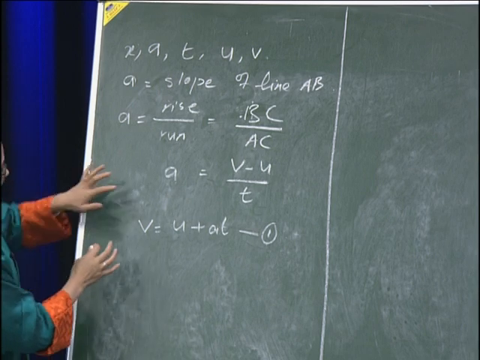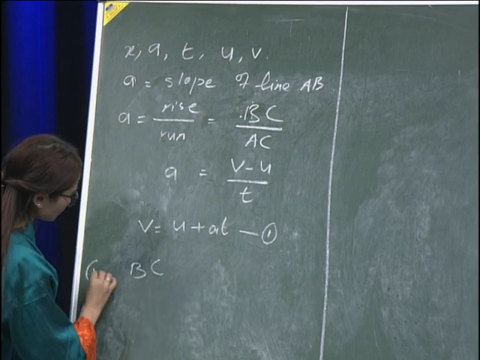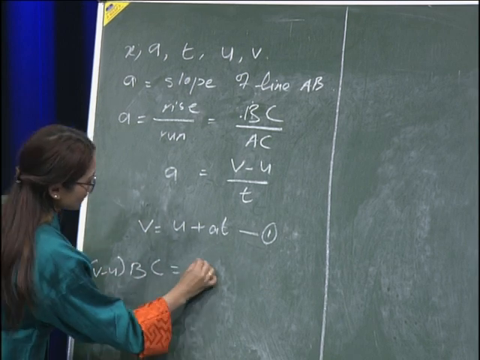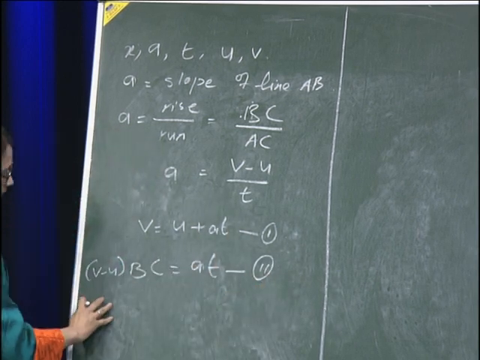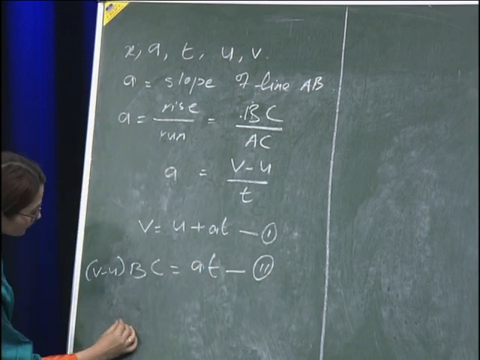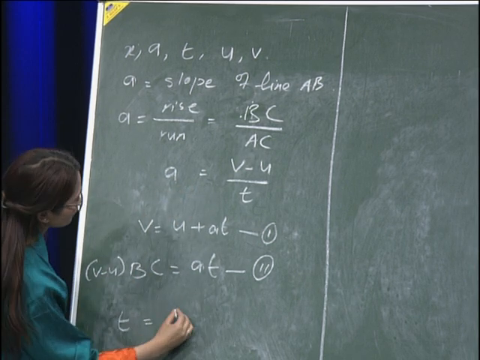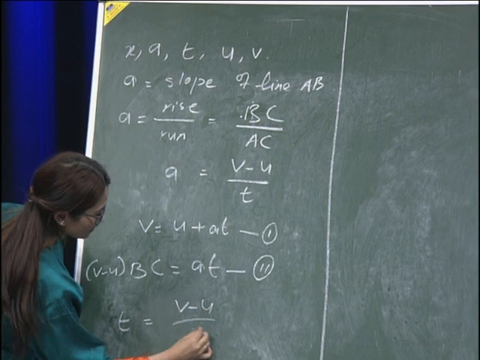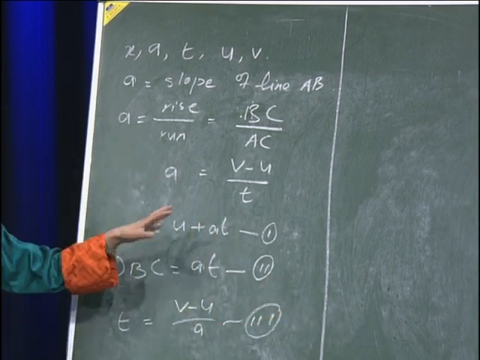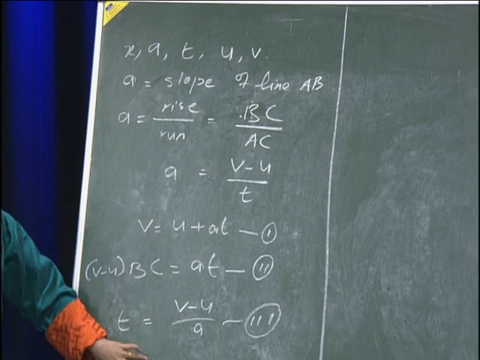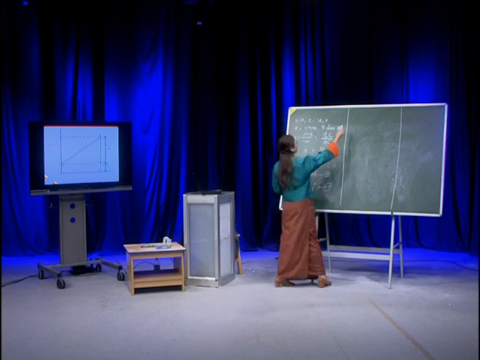So let us first take BC, which is equal to v minus u, as at. Let's keep this as equation number 2. And from the same equation, we will take t equals v minus u divided by a. Let's keep this as equation number 3. So we will be using these ideas to derive the next two kinematic equations.